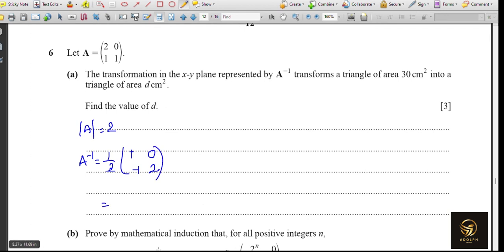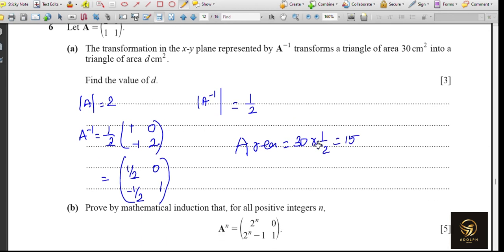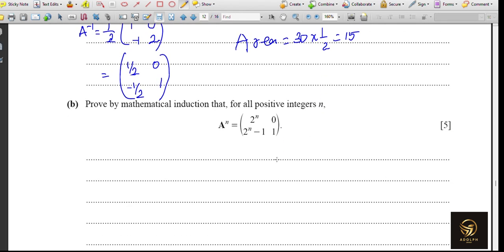If I write it as a matrix, I will be getting (1 by 2, 0; -1 by 2, 1). Then I need to find the determinant of A inverse, that is 1 by 2 into 1, so 1 by 2 is the determinant. The existing area will be multiplied by its determinant, so 30 into 1 by 2 gives the answer of 15. We'll move on to the next subdivision.